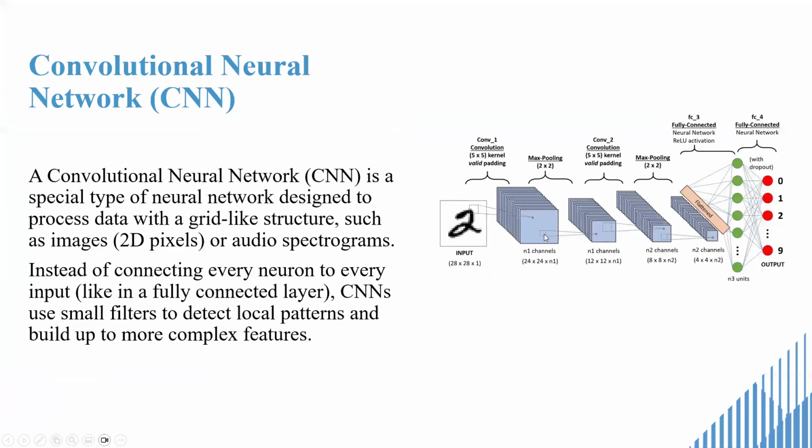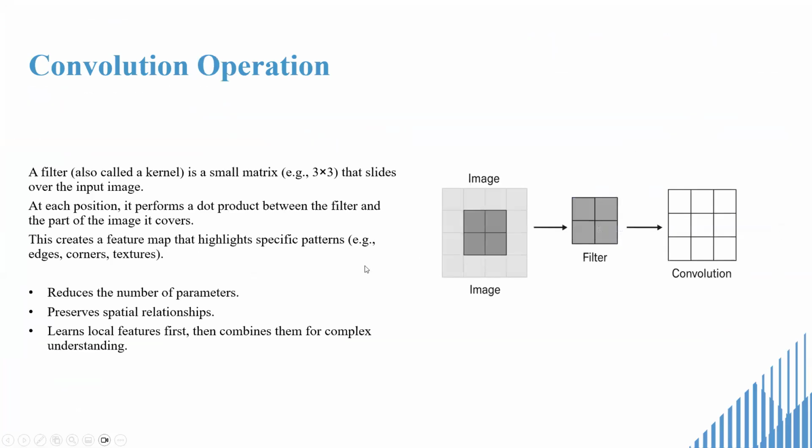So you can see here, this is the filter. It will take this one and give you an output. Convolution operation: a filter, also called a kernel, is a small matrix, 3 by 3. It is a small matrix. It could be 3 by 3, it could be any size, that slides over the input.